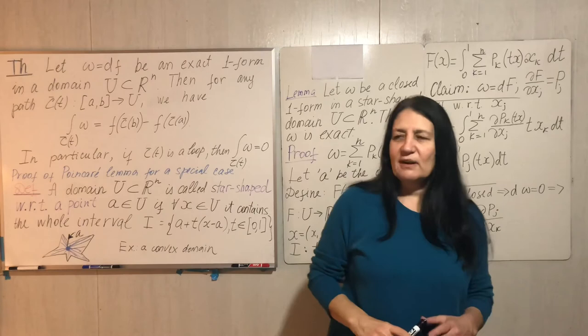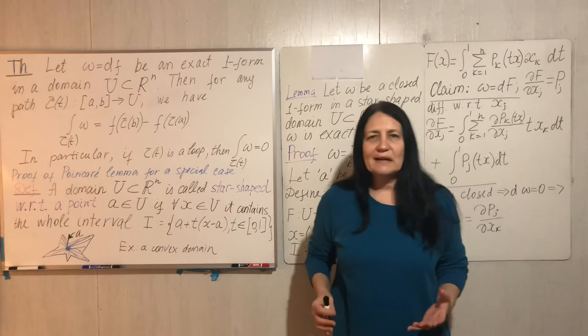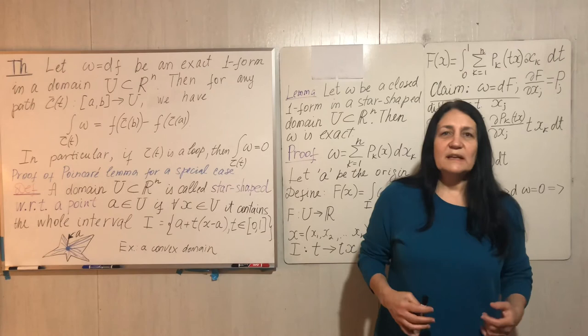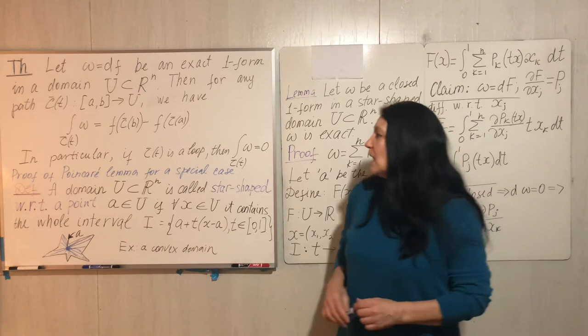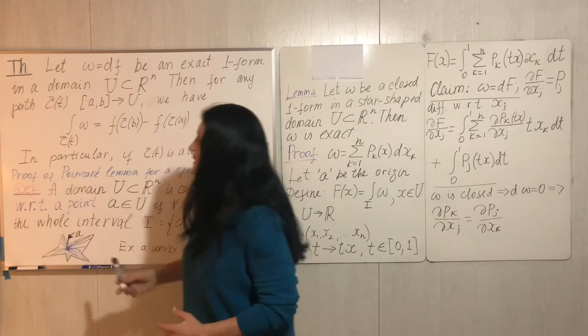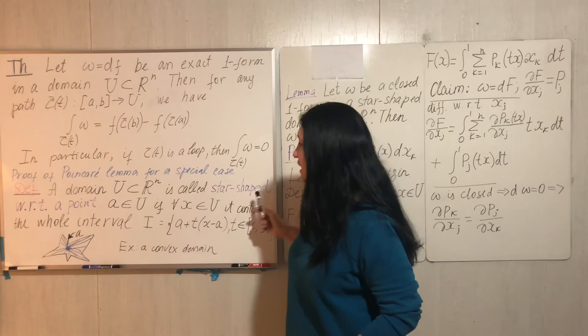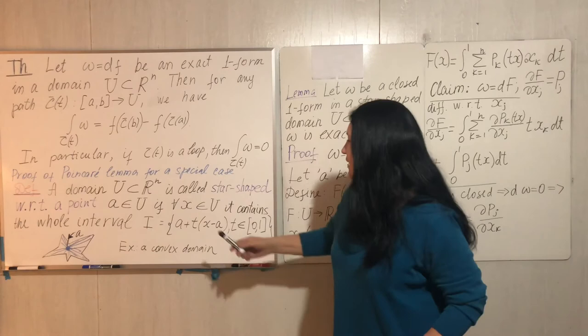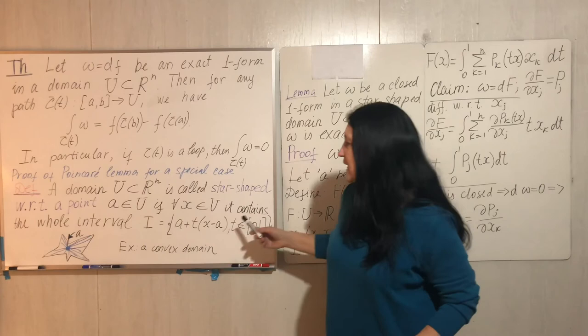And I formulated the Poincaré lemma in a general case for a contractible domain, but to give you an easy proof, let's talk about a star-shaped domain. It is a special case of the formulation. So before considering the lemma, let's give a definition of what a star-shaped domain is. A domain is called star-shaped with respect to a point A, in this domain, if for any other point in this domain, it contains the whole interval from A to that point.